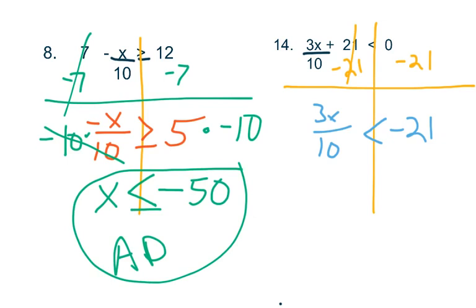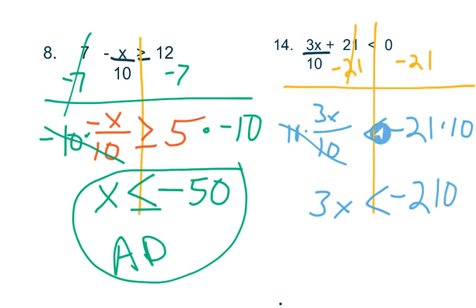And then I've got 3x divided by 10. There's a couple different ways you can do this. I'm just going to multiply the 10 to the other side. So multiply this by 10, this side by 10. I'm getting rid of that division first. I'm getting rid of the denominator. It's another way of looking at it. So these 10s go away. That leaves me 3x is less than negative 210. Again, the symbol does not change because I did not multiply or divide by a negative.